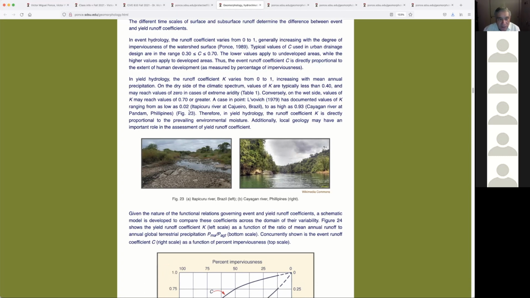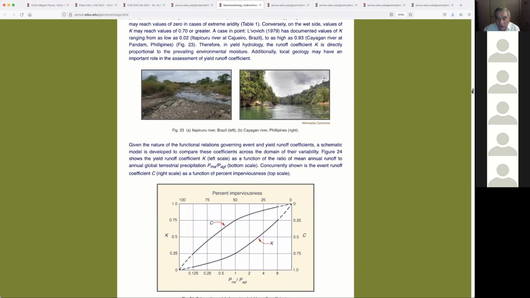93%, the Cagayan River at Pandan, the Philippines. I've not been out there. I would love to go out there. I probably think I'm not going to make it.